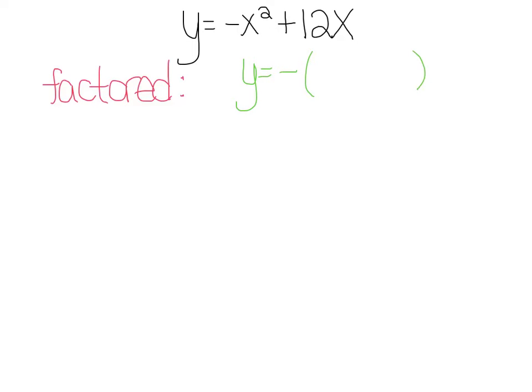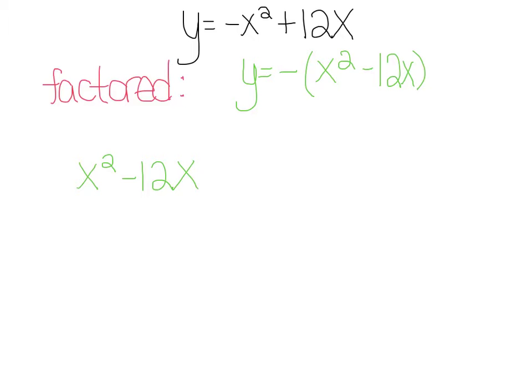What we have left over is this binomial, but I need to divide each term by negative because that's what we put on the outside. So negative x squared divided by negative is x squared, and 12x divided by negative is negative 12x. I want you doing this anytime you see a negative attached to the quadratic term, so attached to this leading coefficient. Now I'm going to look at how do I factor x squared minus 12x. So I'm just going to look at this separately from the negative.